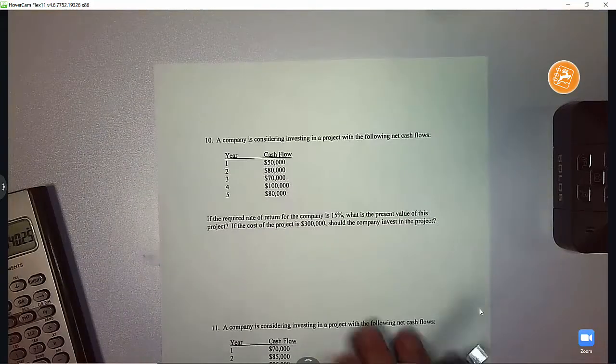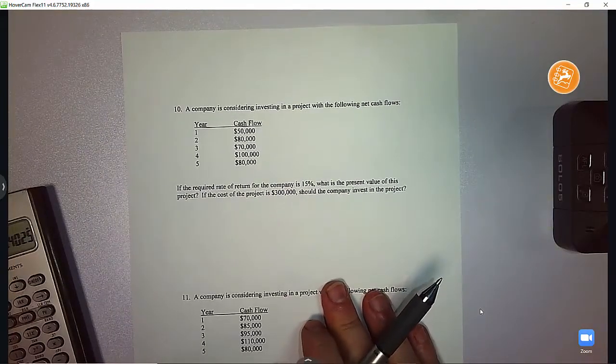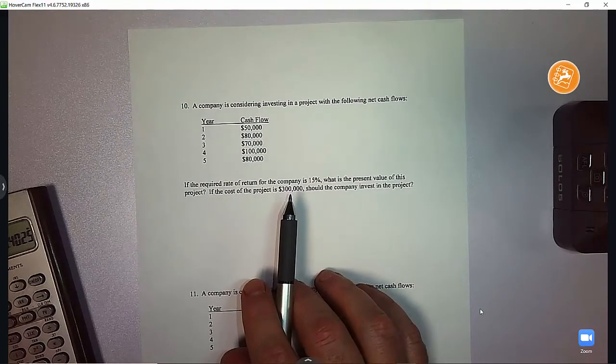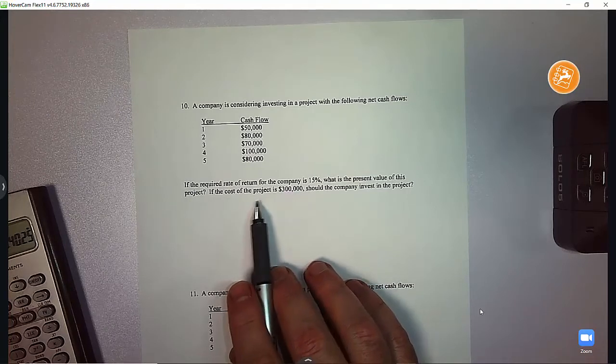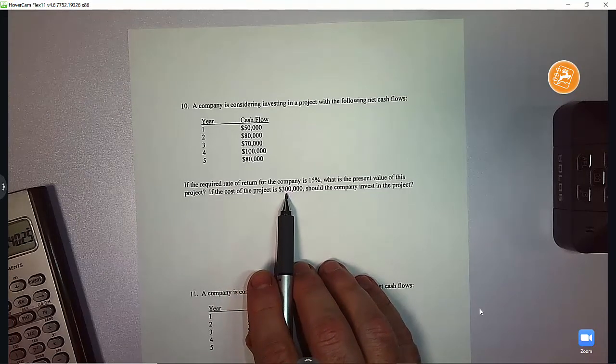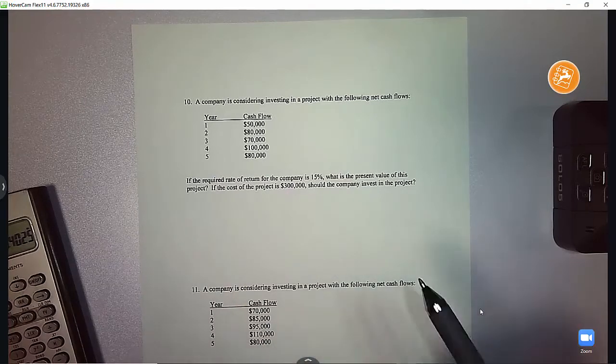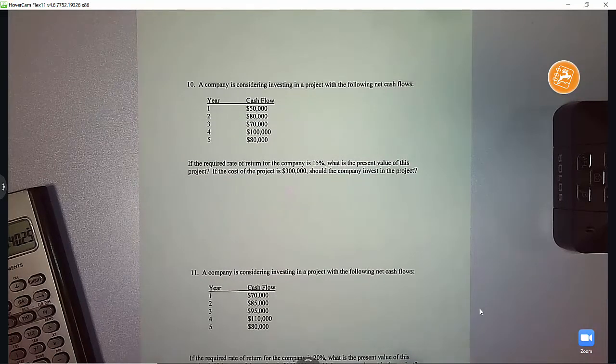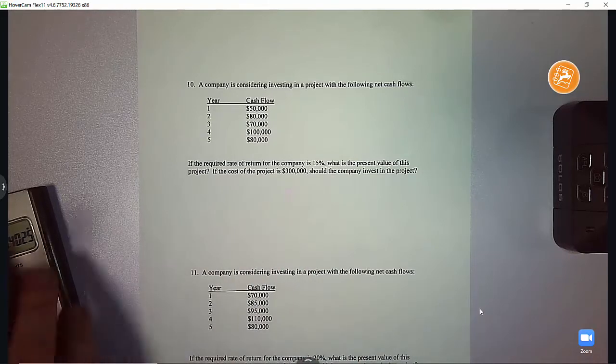In the first problem, we have non-constant cash flows for 5 years. There's no time zero cash flow in this case yet. We're going to put a time zero cash flow in the second part of this question. But what we're looking for is the present value of the project. Actually, reverse that. We're not going to put a present value in this project. We will do that for the next question. So if the required rate of return for the company is 15%, what is the present value of this project?